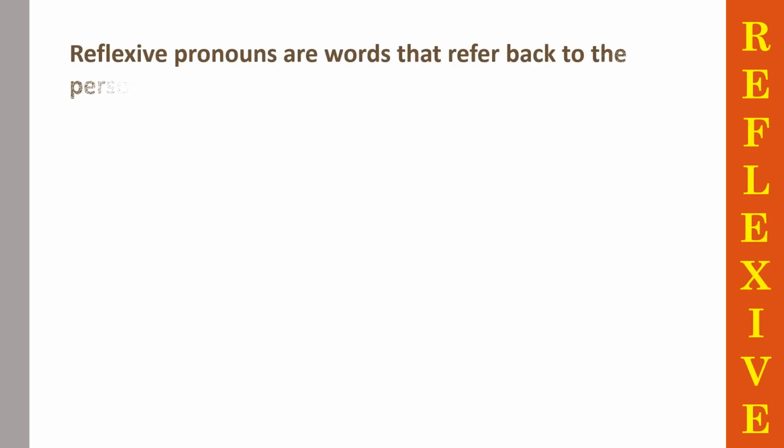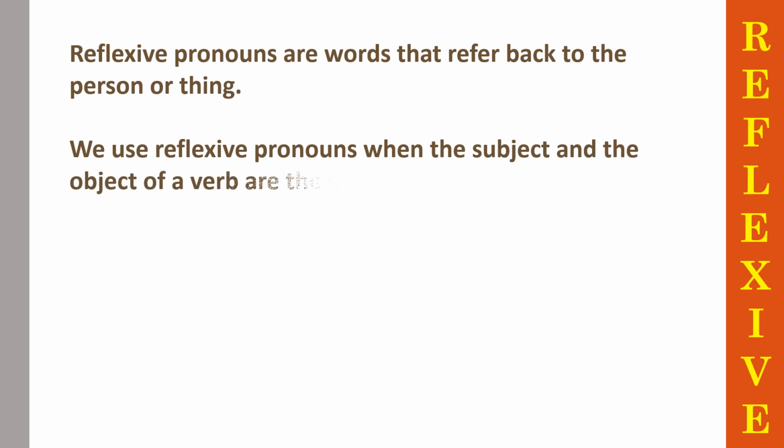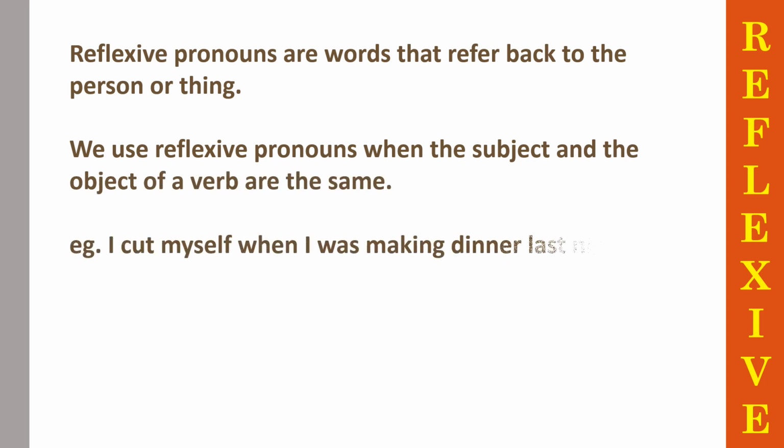Reflexive pronouns are words that refer back to the person or thing we are talking about. We use reflexive pronouns when the subject and object of the verb are the same. For example, I cut myself. I is the subject, the object is myself. So I cut myself when I was making dinner. Here, myself becomes the reflexive pronoun.